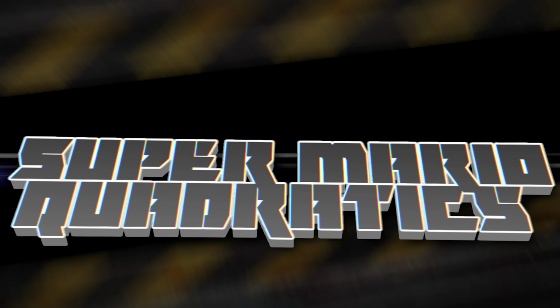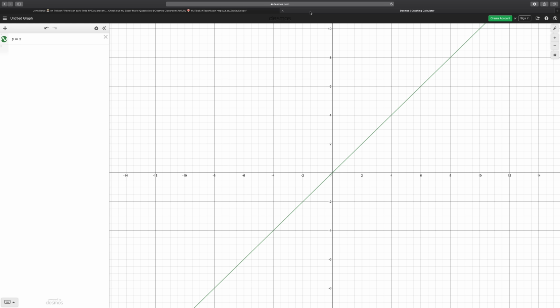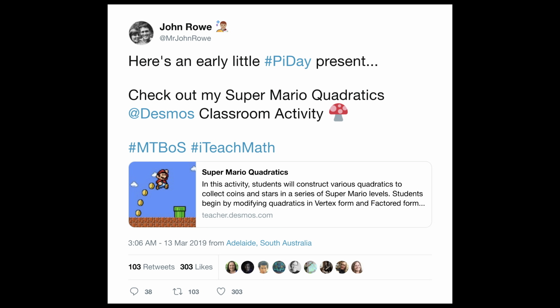Today I want to play my new favorite game, Super Mario Quadratics. The game was created inside Desmos.com, a free online graphing calculator, by a math teacher named John Rowe, and somehow it got retweeted into my timeline, and I couldn't be happier that it was, because I love it. But before we play, let's fuel up on gamer knowledge.